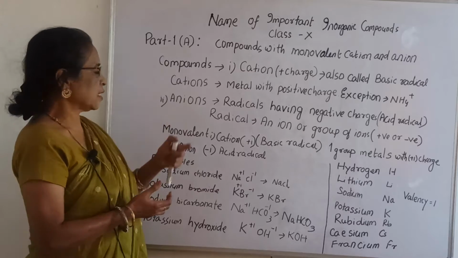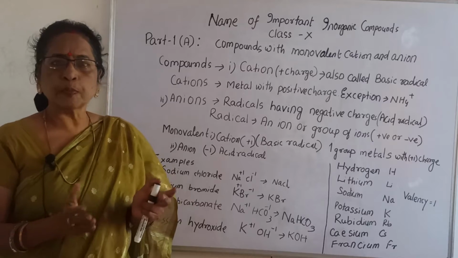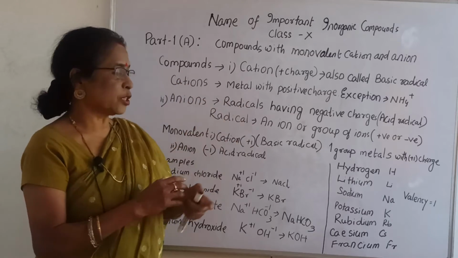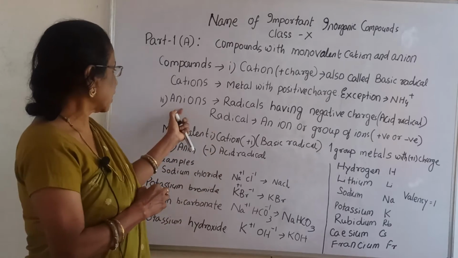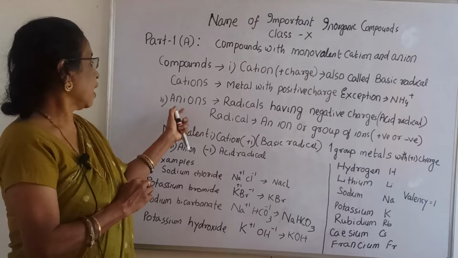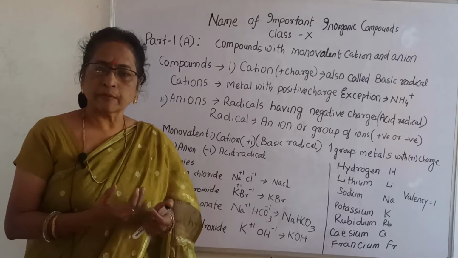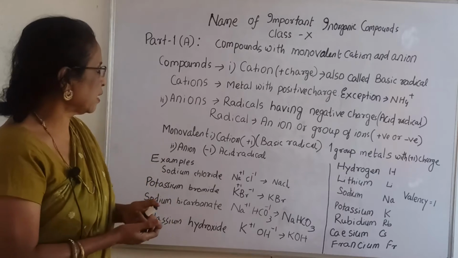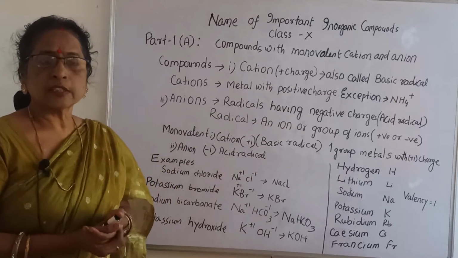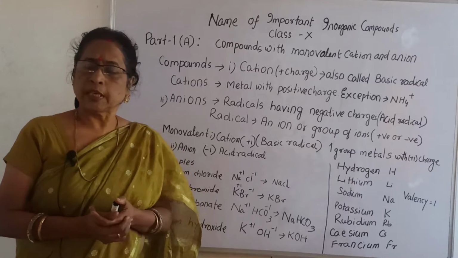And now next one is anion. That means an inorganic compound consists of two parts. The first part is the positive charge cation, and the second part is the negative charge anion. Anion may be a single one, maybe monovalent, maybe divalent, like this. Radicals having negative charge. Negative charge may be 1, 2, 3, like this.